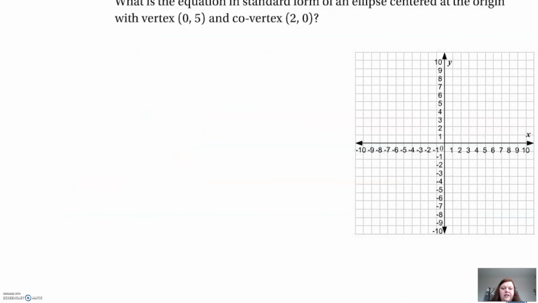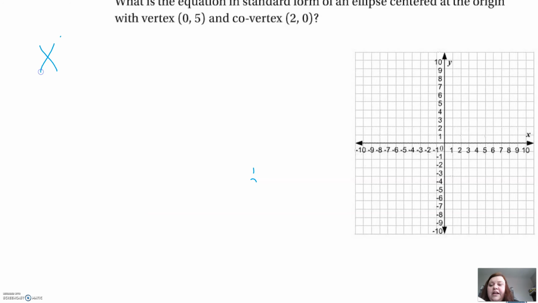Okay, so we're going to try this again. And I know my words got cut off a little bit there at the top. What is the equation in standard form of an ellipse centered at the origin with vertex 0, 5 and co-vertex 2, 0? So when we go to do this, our 5, notice, is in our y value.